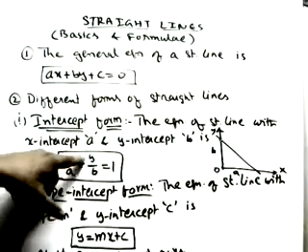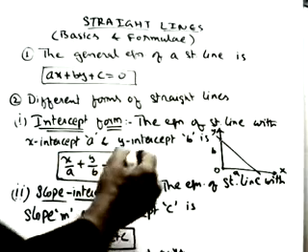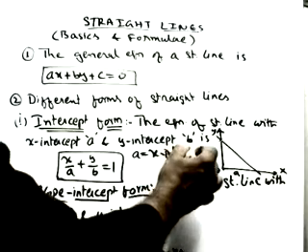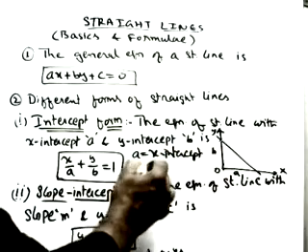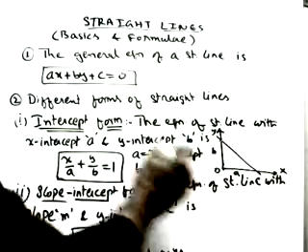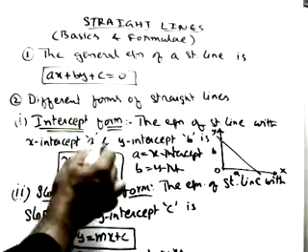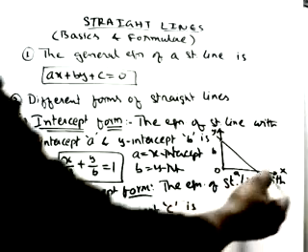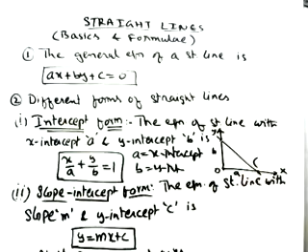X-intercept a, y-intercept b. So whenever we have questions linked with the x-intercept and y-intercept, then we have to use the intercept form, that is x by a plus y by b equals 1, where a is the x-intercept and b is the y-intercept. So equation of the straight line with x-intercept a and y-intercept b is x by a plus y by b equals 1.